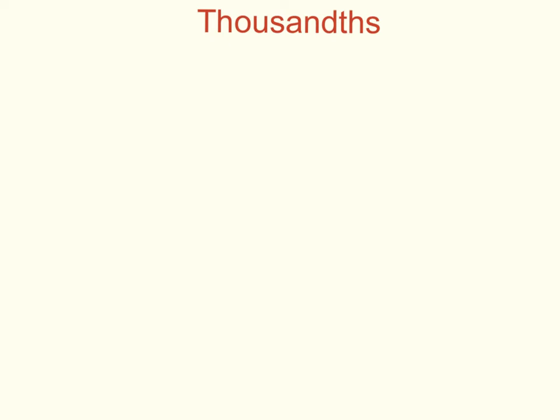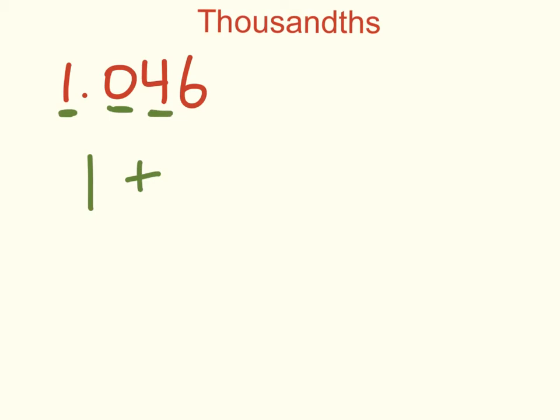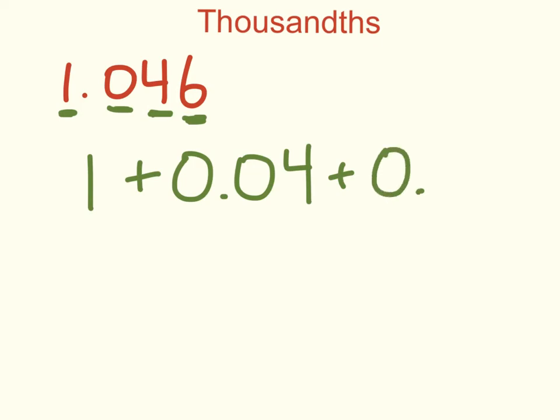Let's do a couple more examples. If I have this number, 1.046, well, the 1 represents 1, plus this 0 represents 0, so I don't even have to write anything in for it. This 4 represents hundredths, so I have to write 0.04 to represent the hundredths place value, plus this 6 represents the thousandths place value, so I write 0.006.